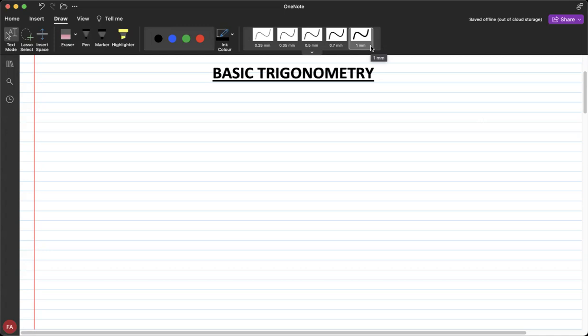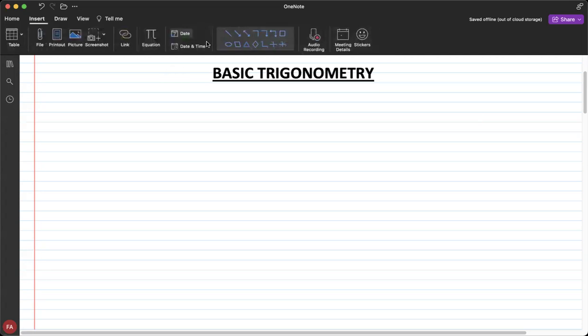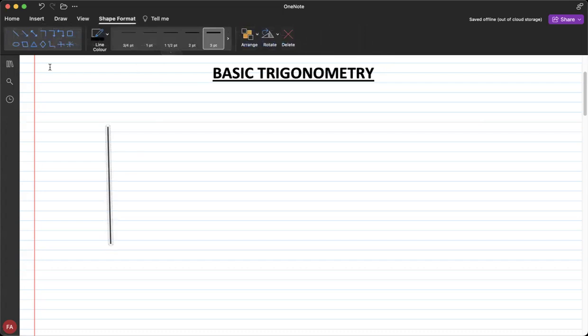Today we're going to study this very important concept that is basic trigonometry. Whenever I talk about trigonometry, that means I'm dealing with triangles. So in this topic, we're mainly going to look into a right angle triangle.